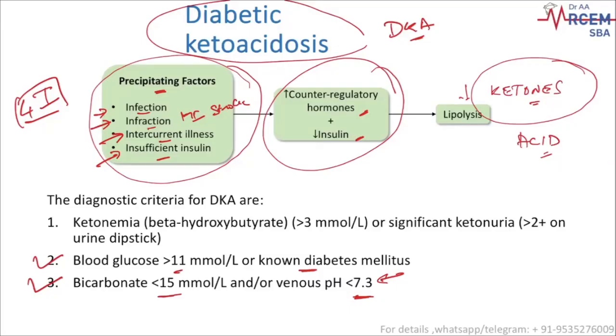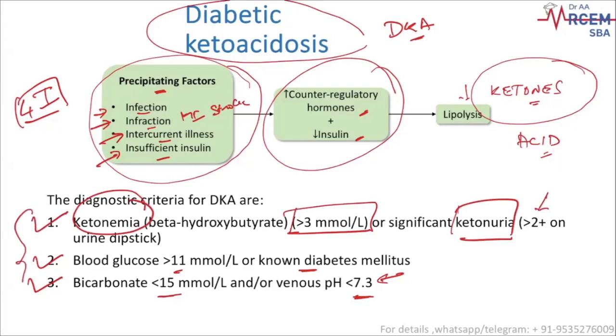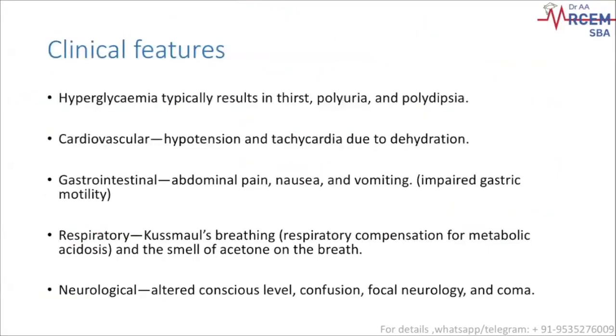And ketones should be on the higher side. In blood, the ketone should be at least more than 3 millimoles per liter. In urine, the ketone should be at least more than 2 plus, that means 3, 4, 5. So it has to satisfy all these three parameters to call it diabetic ketoacidosis in an adult. We're just talking about an adult. So in an adult, all three criteria need to be satisfied to call it diabetic ketoacidosis.